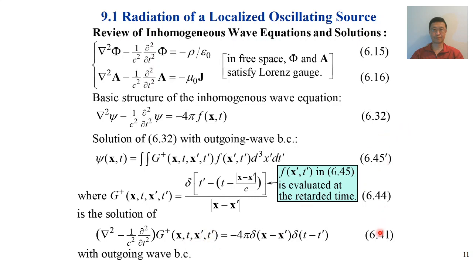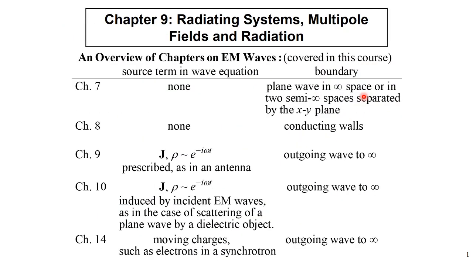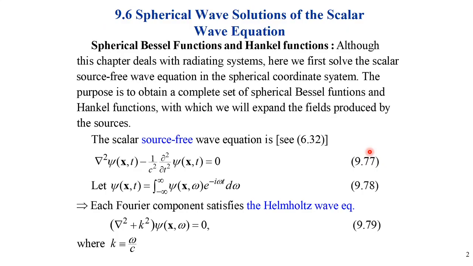This part is just a review. So maybe we should go back to page 1 to 10 and just go over the material again. Page 1, we talk about in chapter 9, we have a prescribed source and outgoing wave to infinity. So the boundary condition is simple. And then we start with source free.